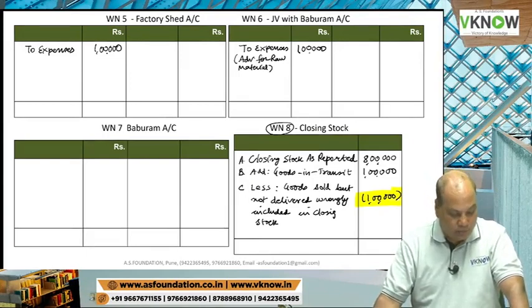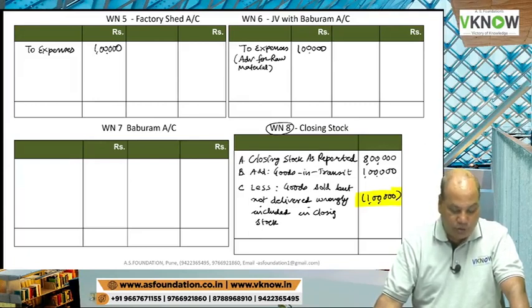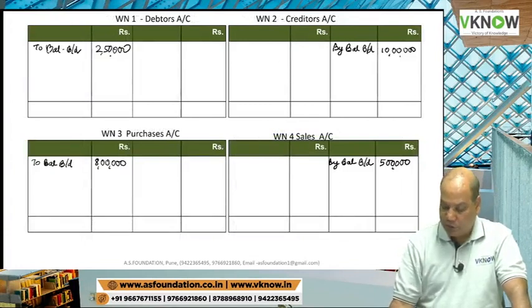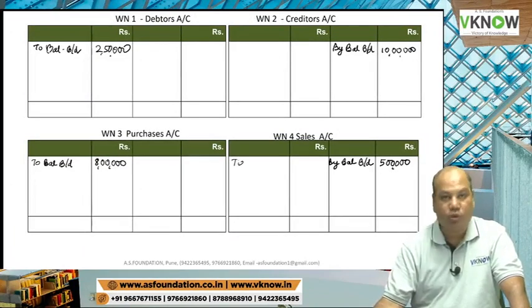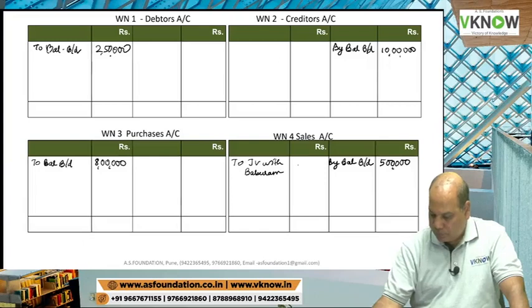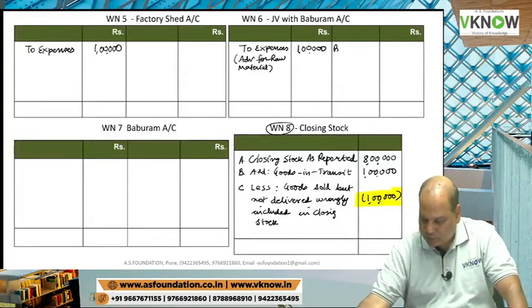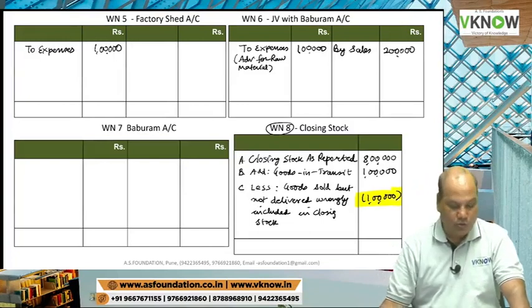Point number 5, he has entered into a joint venture with Baburam. Sales made on account of joint venture with Baburam is included in sales of rupees 2 lakh. So the entry for this will be a rectification entry: sales account debit, working note 4, sales account debit to joint venture with Babu Ram 2 lakh. And in working note 6, credit side, by sales 2 lakh.